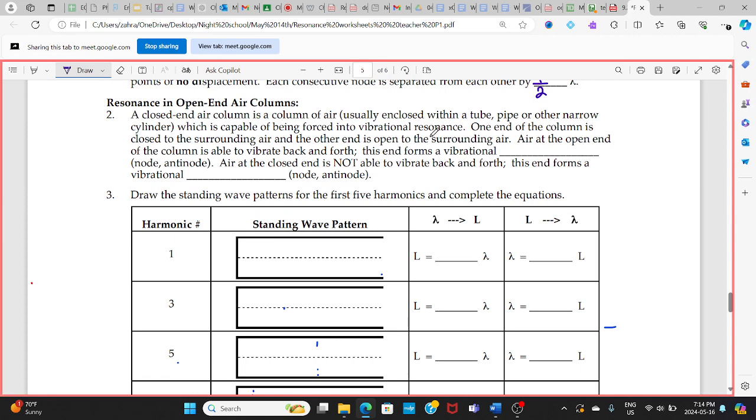And the air at the open end of the column is able to vibrate back and forth. This end forms what? Antinode, because it's free to vibrate. And the one that is not allowed to vibrate is the closed end. We call it node. Okay? This is node, this is node.